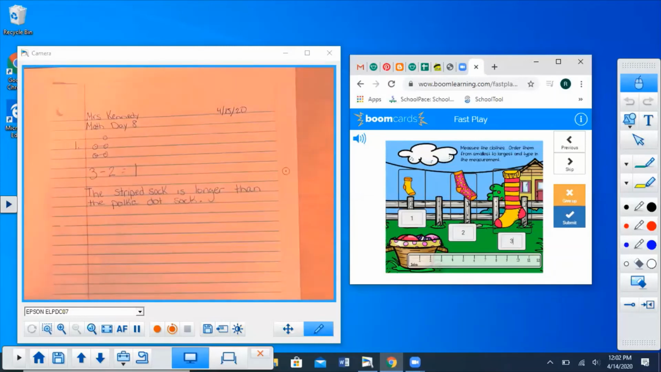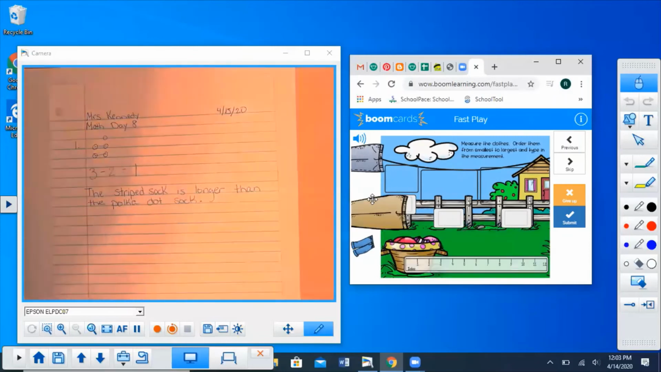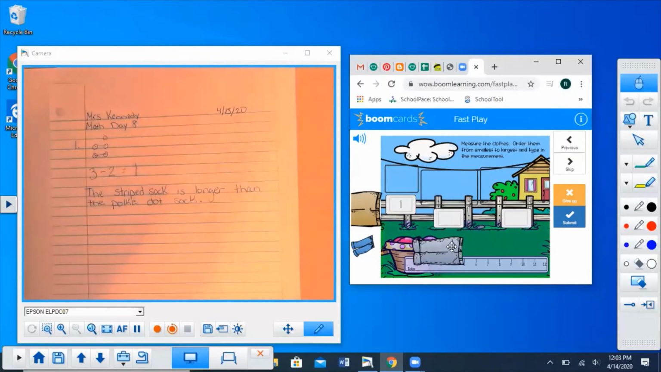And once you're done with all of that, you can hit submit, this blue button. Got it correct, and it goes to the next one. So then you're going to start this all over again. Measure the clothes, order them from smallest to largest, and type in the measurement. So you're going to measure each one. Start at the end, that's 5. Start at the end, that one's 4.